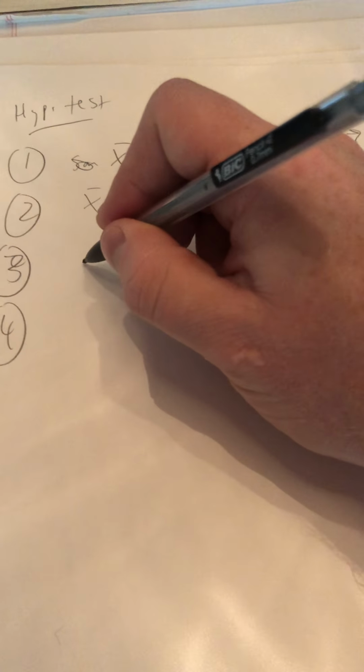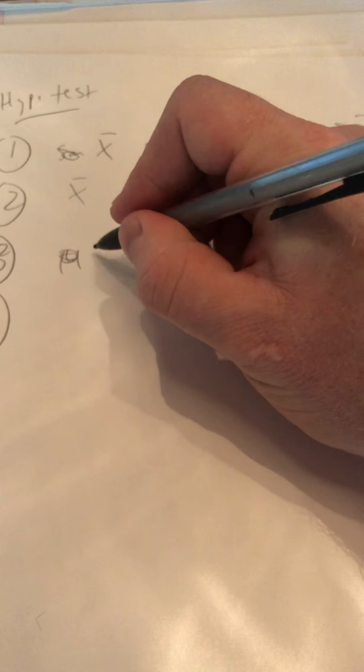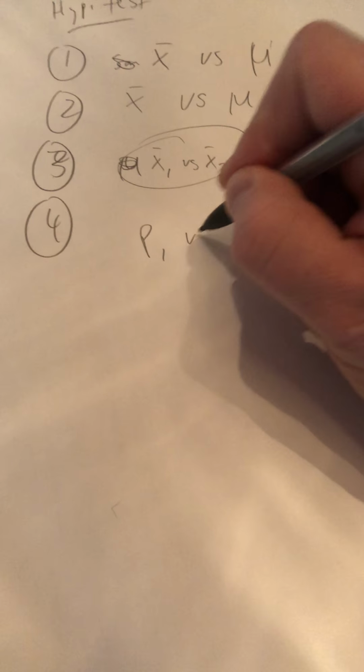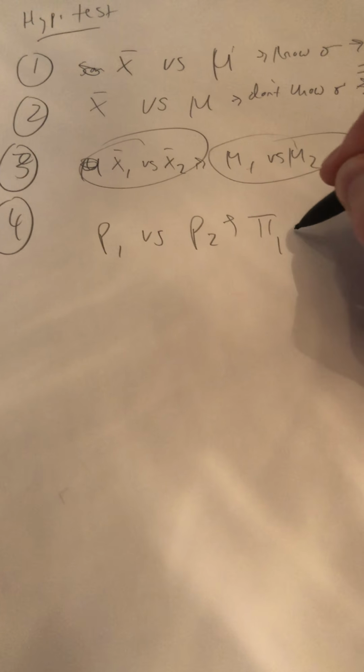The third thing we did was we compared two group means. We looked at sample 1 versus sample 2 as a way to say something about the population of 1 versus the population of 2. If we're comparing means, then we use a T. The last bit of the chapter was comparing proportions, so sample proportions, which really represent population proportions. And in that case, we use Z.